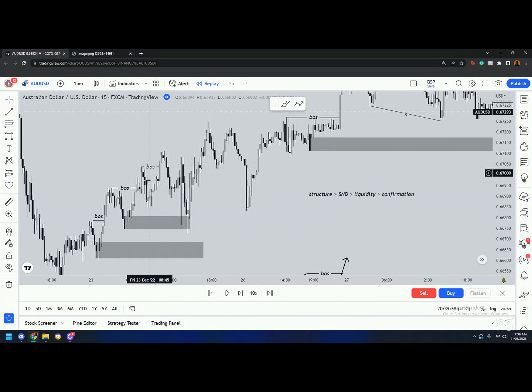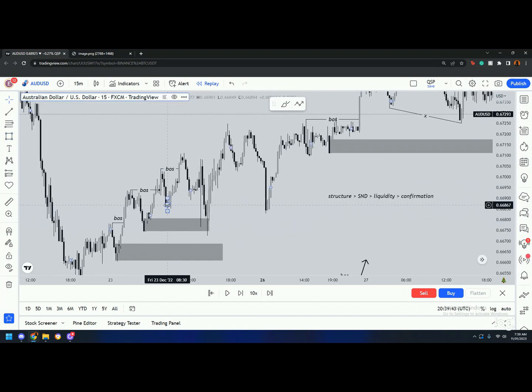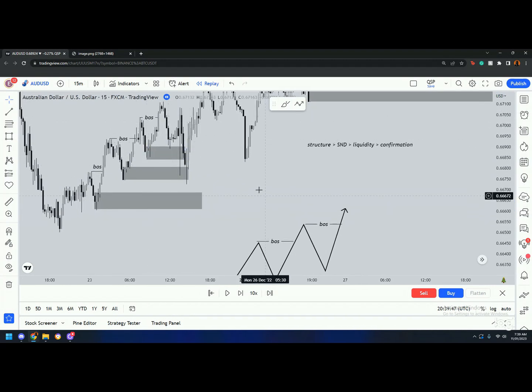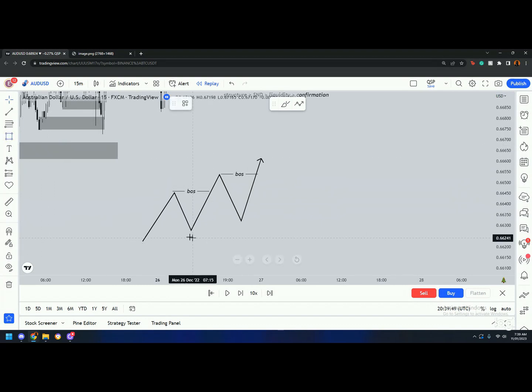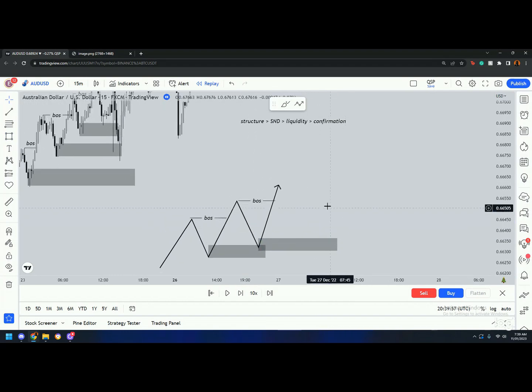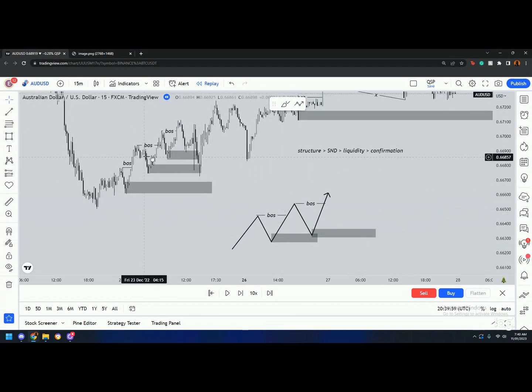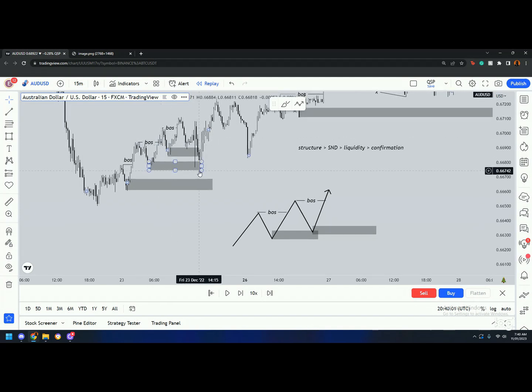But the general idea is the break structure, and then you have this supply and demand zone here. So break structure, demand. The same as here: break structure, demand. Let's say it gets filled. Break structure right here, and then a demand zone here. Let's say that gets filled. Now, have you guys learned failed break structures or fake break structures?